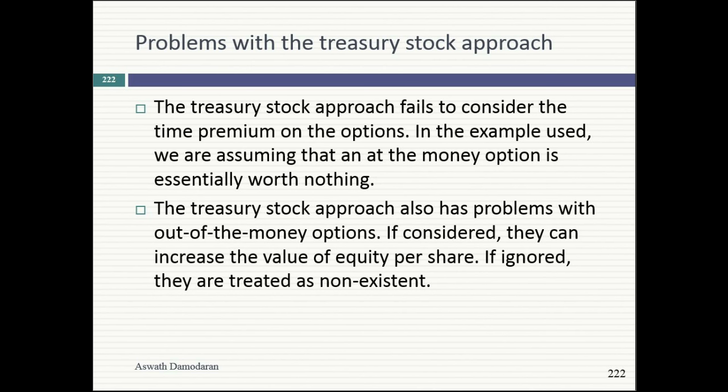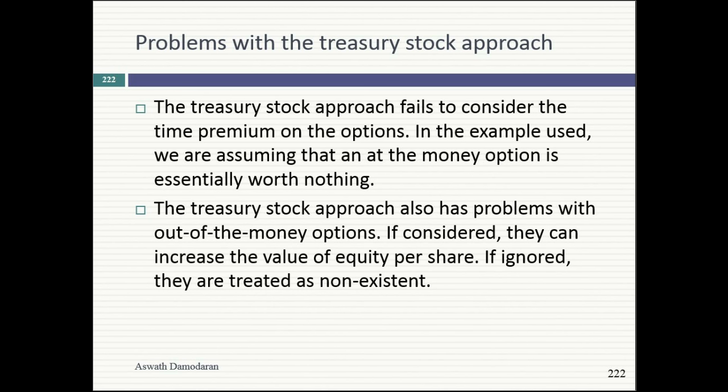You know why? Because most employee options are 3 month, 5 month, 6 month, 10 year, 5 year. They're going to be really long term, right? And do safe companies issue a lot of options, or is it mostly the risky companies? It's usually young, risky companies. So if long-term options are issued by young, risky companies, think of what the premium is going to look like. It's going to be huge, and you're ignoring it. So with the treasury stock approach, you're going to overvalue companies because you're missing the time premium on the options. With the full dilution approach, you undervalue companies. With the treasury stock approach, you overvalue companies.